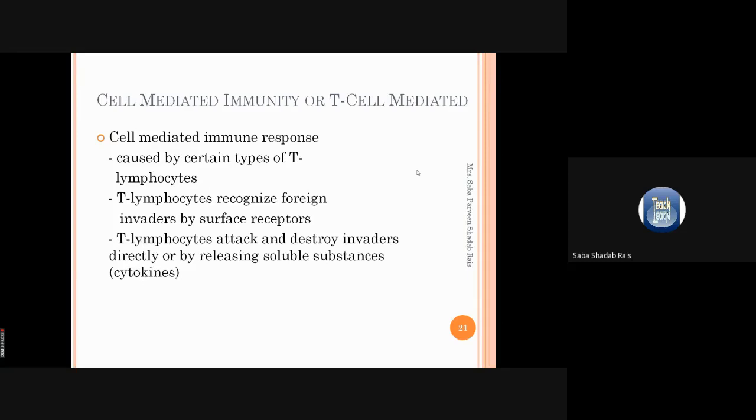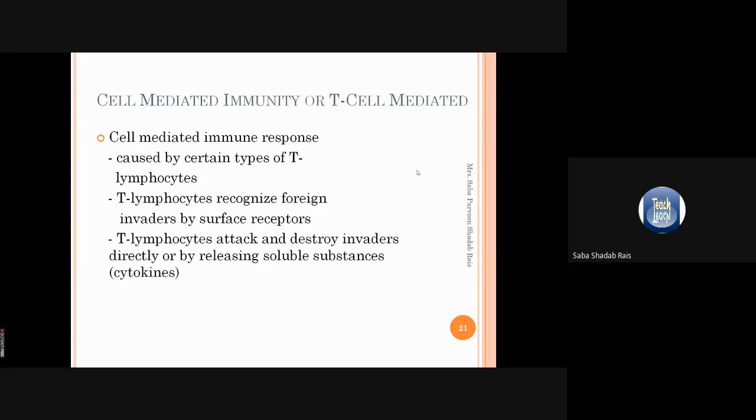T helper cells can relate that antigen or inform the other types of lymphocytes, the B lymphocytes as well as the T cytotoxic cells, that the antigen has come: now you start working on it. So the major role of the T helper cells is to stimulate B cells to secrete antibody, to activate the phagocytes, to activate the T killer cells and to enhance the activity of the natural killer cells.